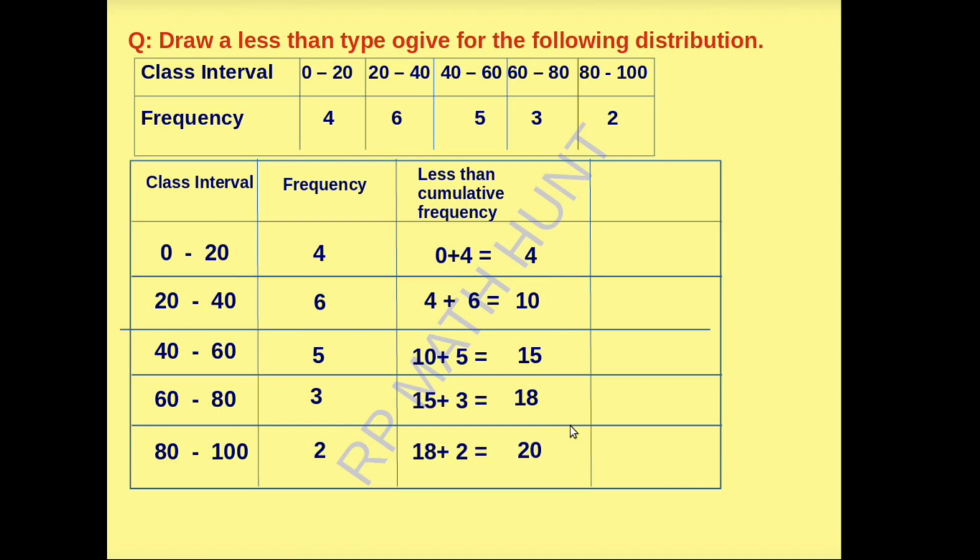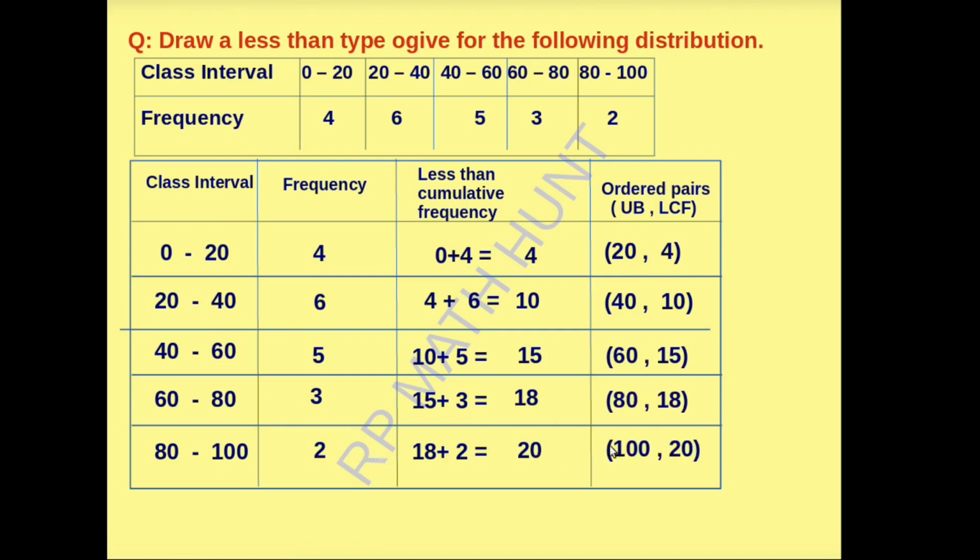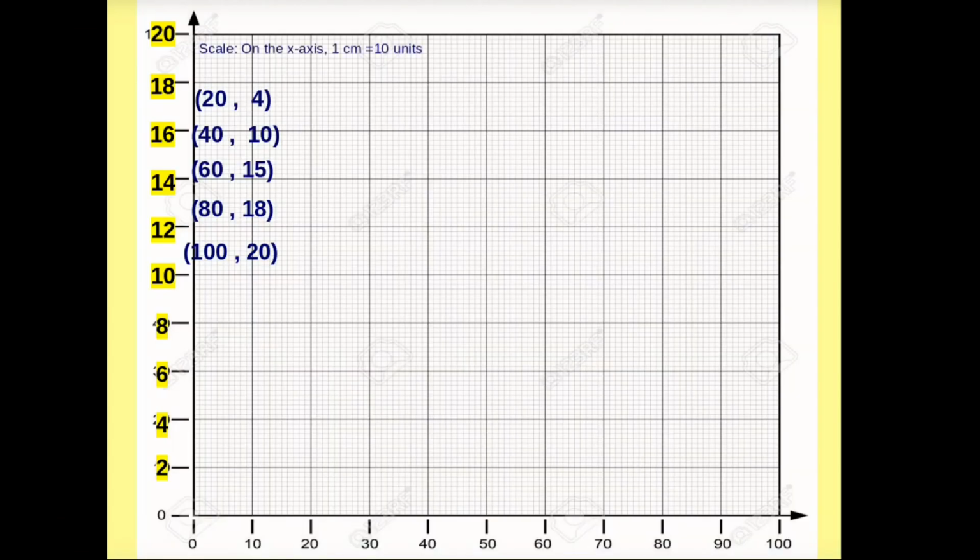Now, ordered pairs. To draw the less than type ogive, we have to take the upper bound of the class interval and the less than cumulative frequency. These are called ordered pairs. UB, LCF. Here in the first row, 20, 4; second row, 40, 10; third row, 60, 15; 80, 18; 100, 20. Now, we have to plot all these ordered pairs on the graph sheet.